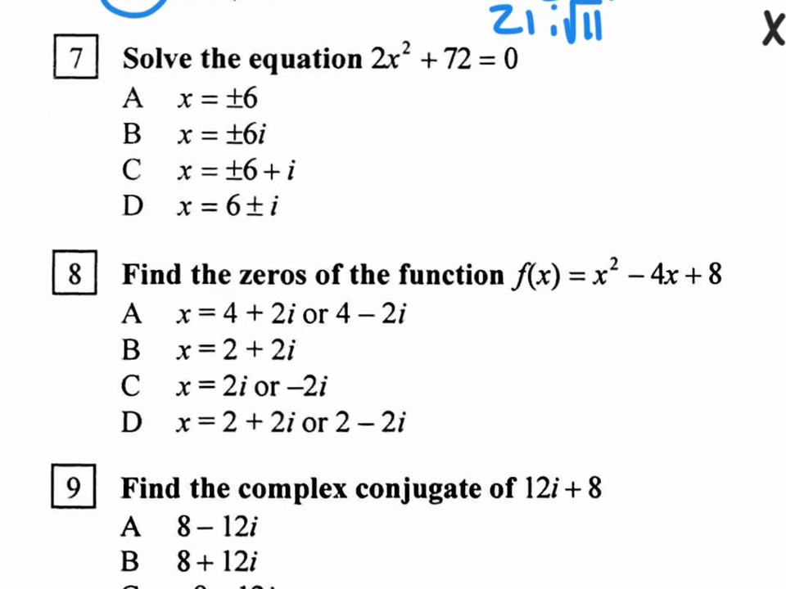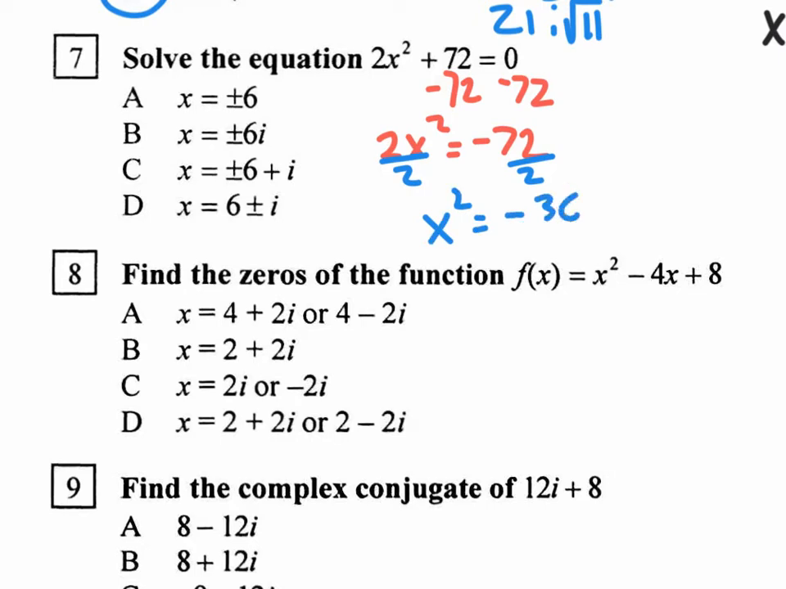Solve the equation. That's an easy one. Anytime you have a quadratic, you could solve with the quadratic formula, but that's not what you're supposed to jump to for your first attempt. If you only have an x squared with no other x's, it's just the x squared, isolate the x squared and then get rid of it by square rooting. So if you subtract 72 and subtract 72, you're going to have 2x squared equals negative 72. And then if you divide by 2 on both sides, you're going to end up with x squared equals negative 36, correct?